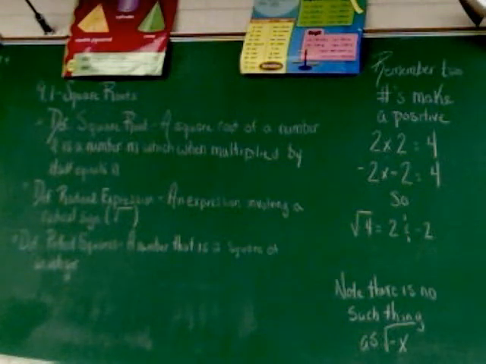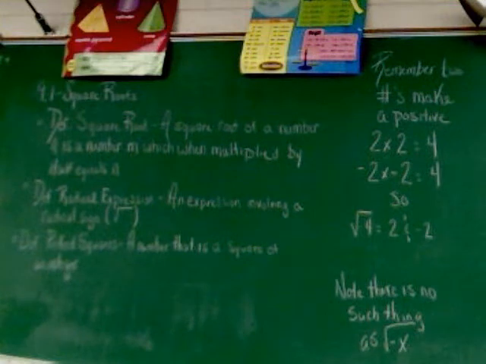Chapter 9, Section 1 is entitled Square Roots. We start with three definitions. First is the definition of a square root. A square root of a number n is a number m which when multiplied by itself equals n.